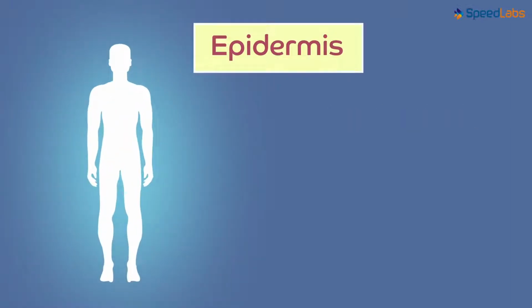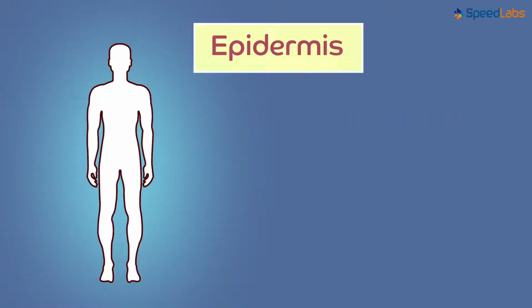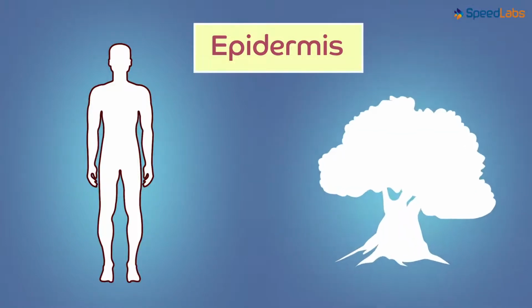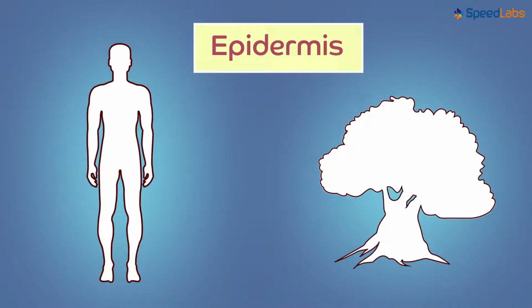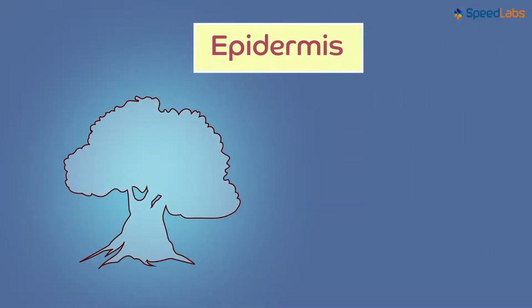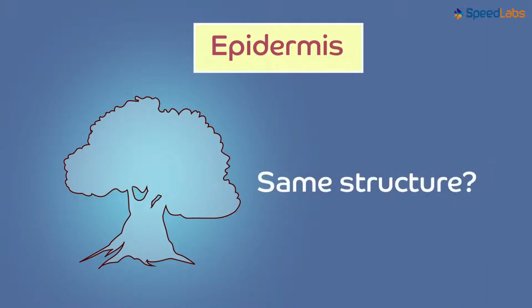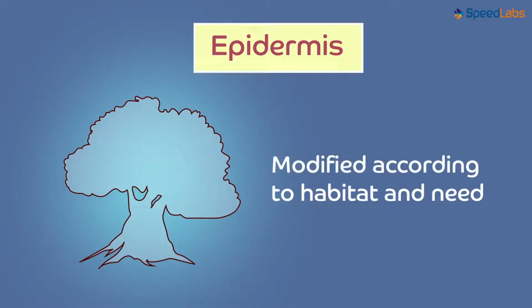We humans need a layer of skin to protect our internal visceral organs and systems, right? Plants are not an exception to this. They also require and possess a protective covering throughout their body, which we refer to as the epidermis. So do you think all plants will have the same structure and same type of epidermis layer? Well, actually not. Epidermis gets modified depending upon the habitat and thus the plants' need.